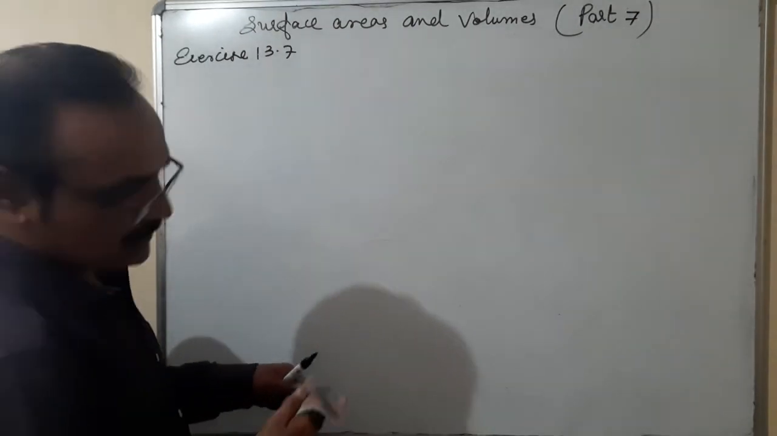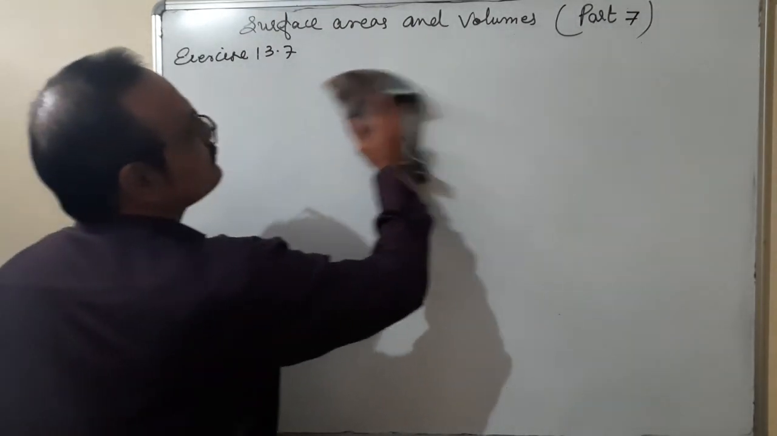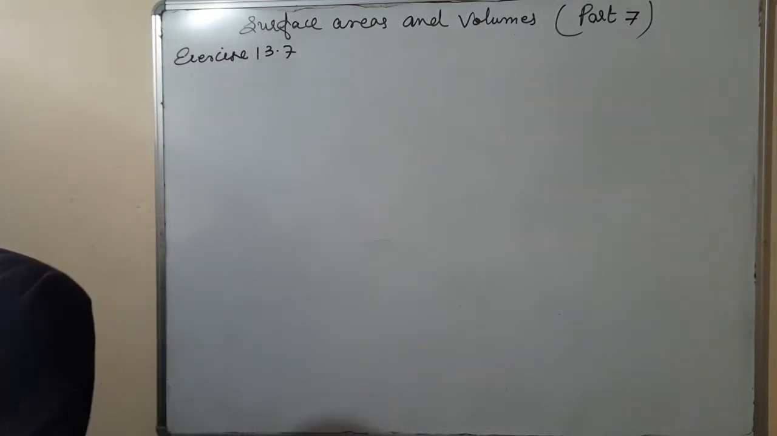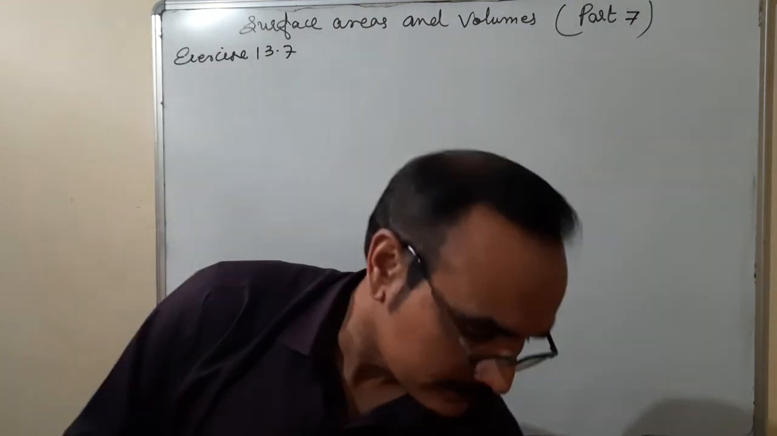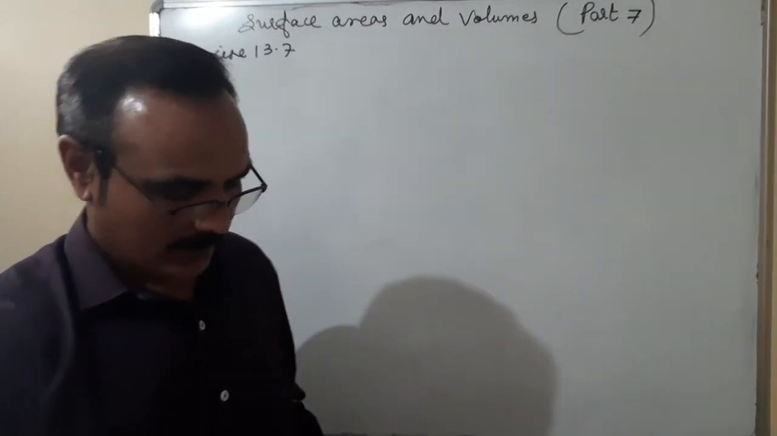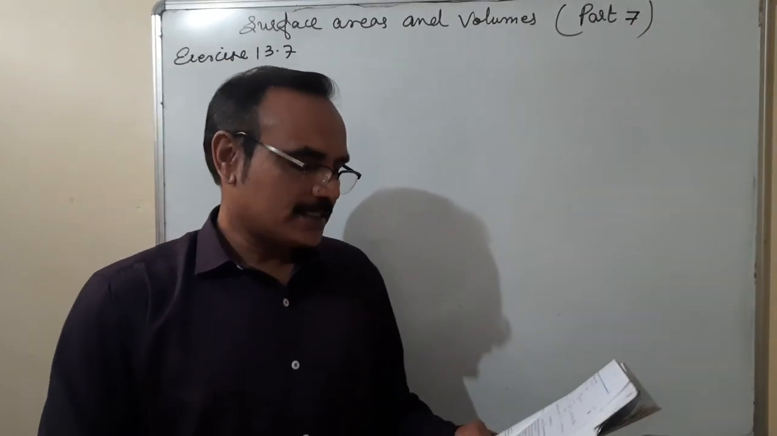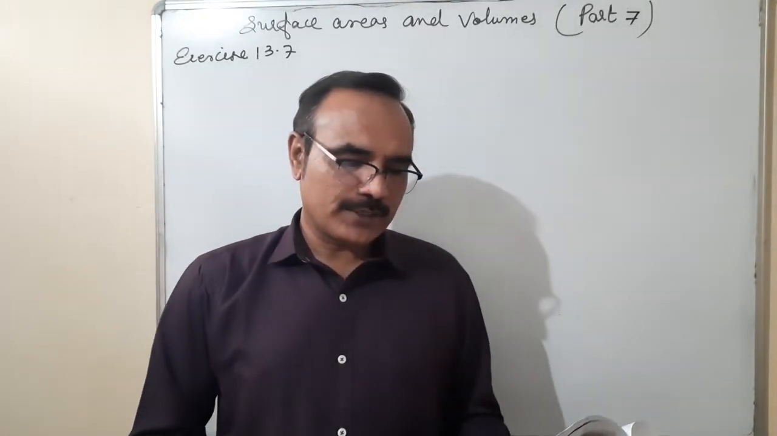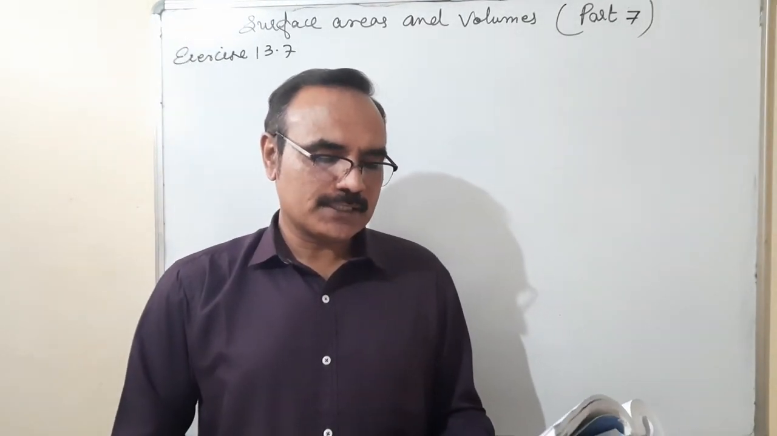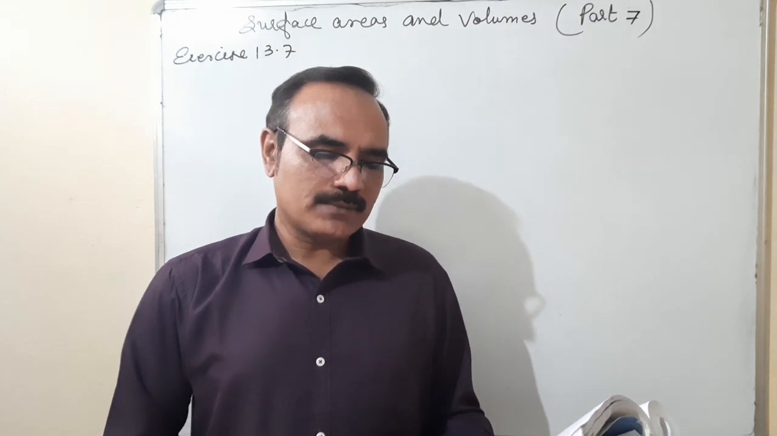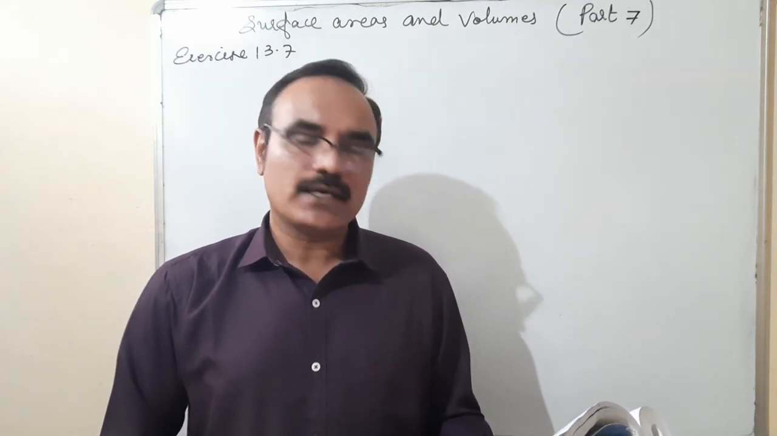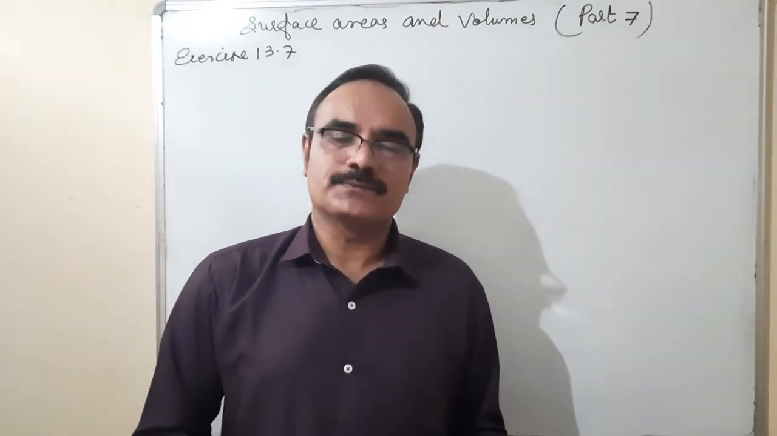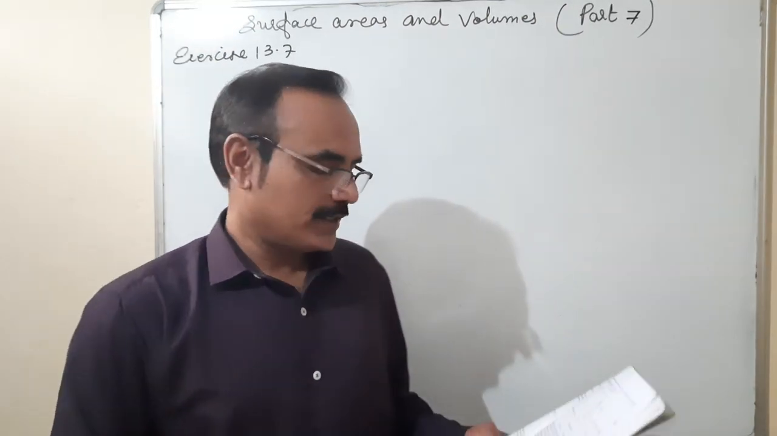Question number 6. Sixth question of this exercise. There are three parts of this question. The volume of a right circular cone is 9856 centimeter cube. If the diameter of the base is 28 centimeter, then find the height of the cone, slant height of the cone and the curved surface area of the cone. Okay, three things we are finding.